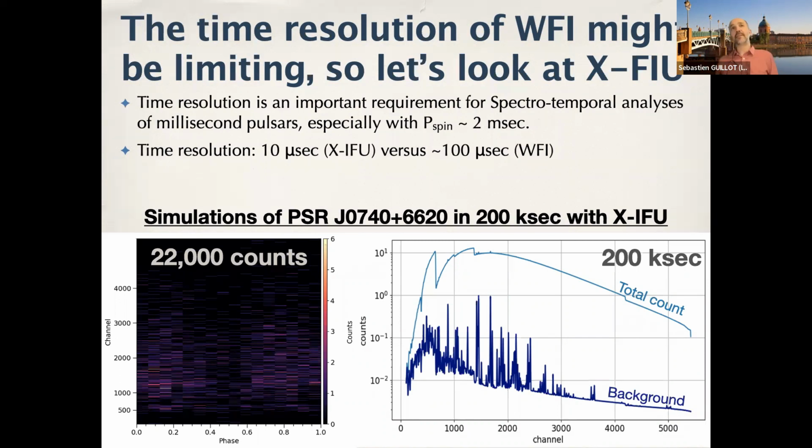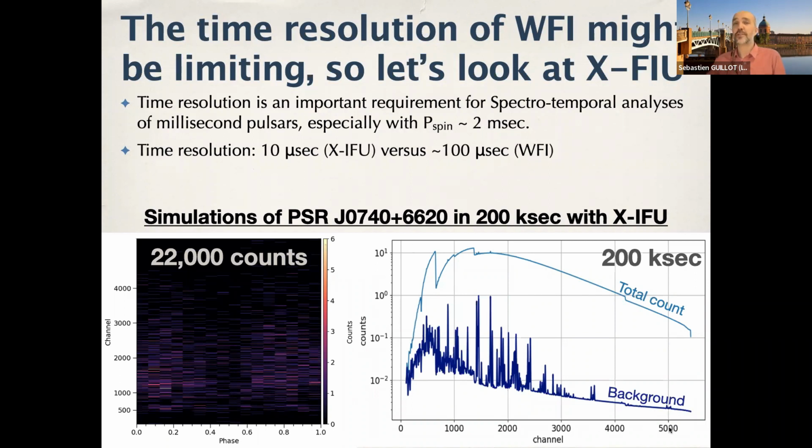So we looked at the XIFU, which is expected to have a better time resolution. Here you see that we have 22,000 counts for the same simulation of the J0740 pulsar, 200 kiloseconds with XIFU. We have fewer counts than with WFI. The data looks very scarce because there are a lot more energy channels, right? So there are a lot of spectral bins with just one or few or even zero counts.